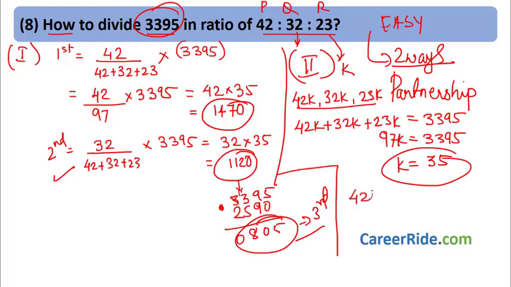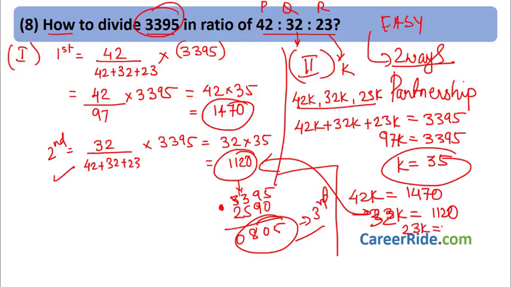What is the first part? 42k, 42 into 35, that would be 1470. Second part, again the same way over here. Second part is 32k, 32 into 35, that is 1120. And the third part, again you can add and subtract, or you can have it as 23k, that would be equal to 23 into 35 is 805. So these are the 3 parts. Any method you can go by, it's your choice. Go by the method where you feel comfortable and calculate very fast.